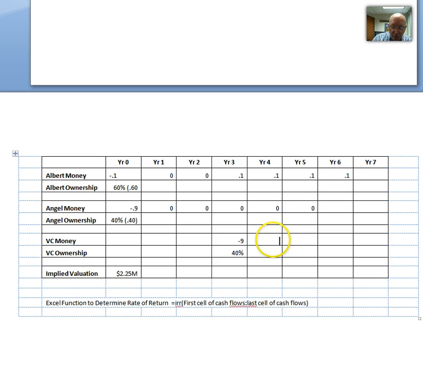Here, no VC money flowed in or out. Here at the end of year 2, they invested an additional $10 million, and their ownership went up to 60%. And I did not go back and fill in these amounts. The implied valuation here is $22.5 million.